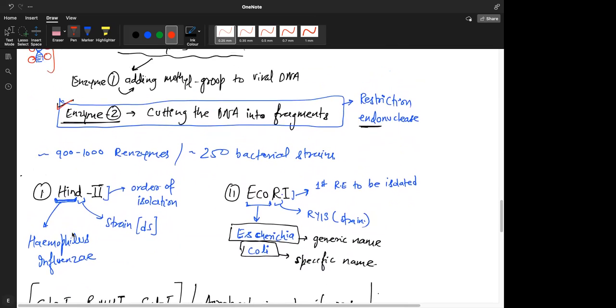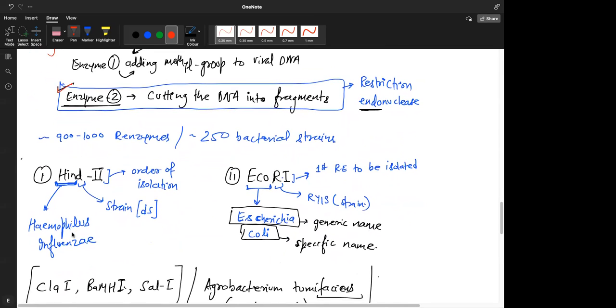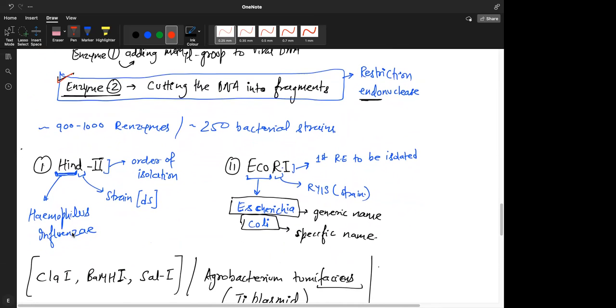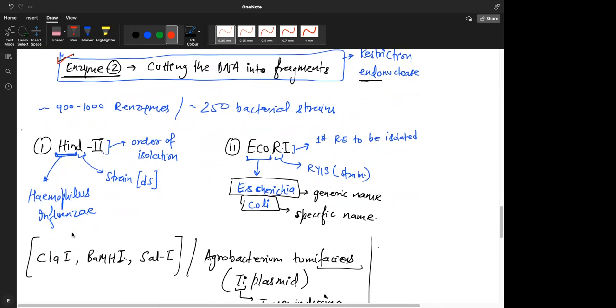Yeah, then we discussed the different examples of restriction enzymes. EcoRI was the first restriction enzyme to be isolated and found. So, EcoRI. And then we discussed the naming of it.